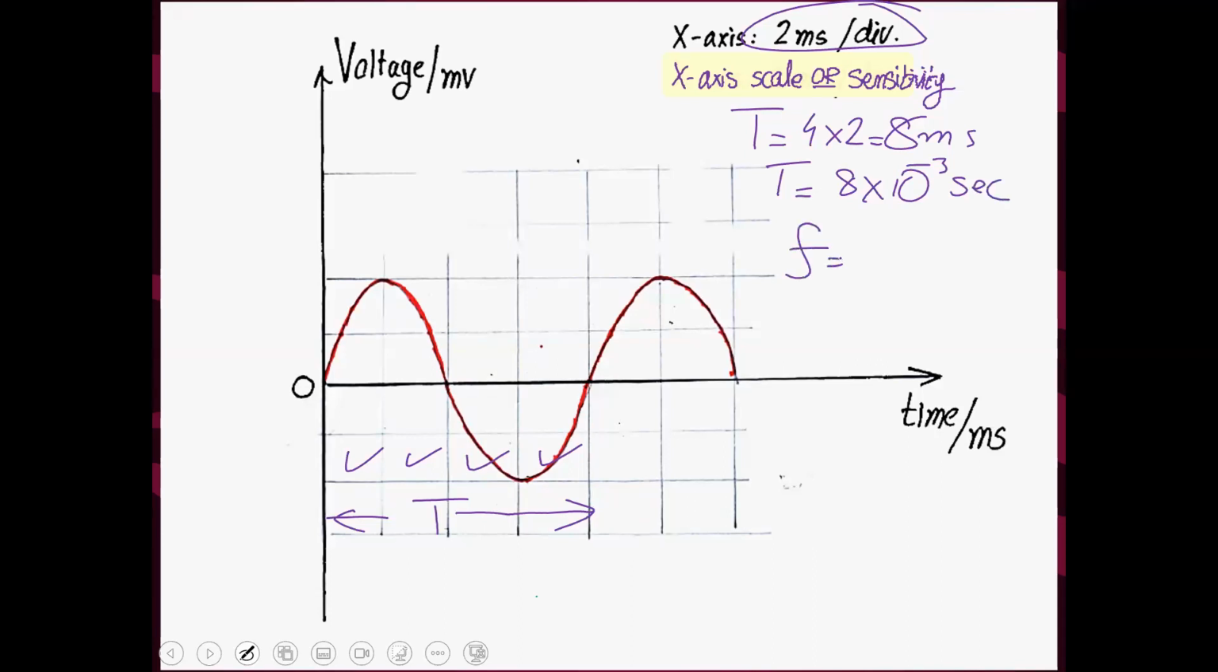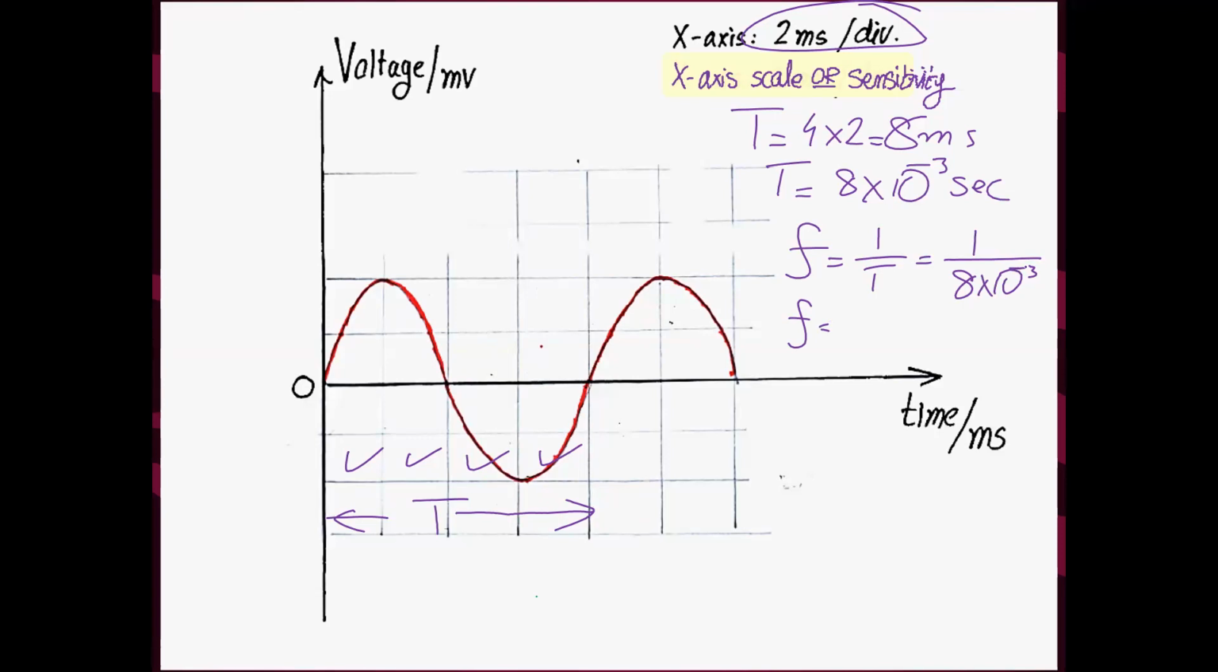Once you get the time period, you will take 1 upon T. So 1 upon 8 into 10 power minus 3. Now, try this calculation and check what you get for frequency.